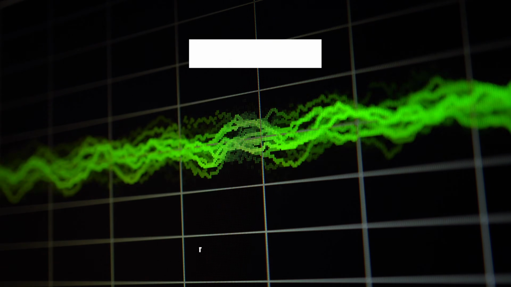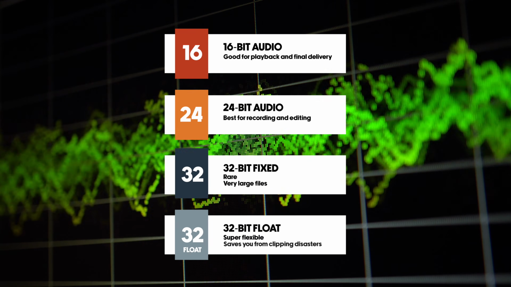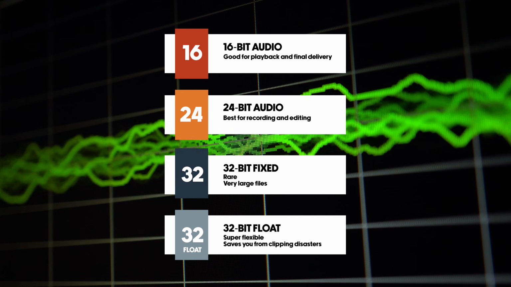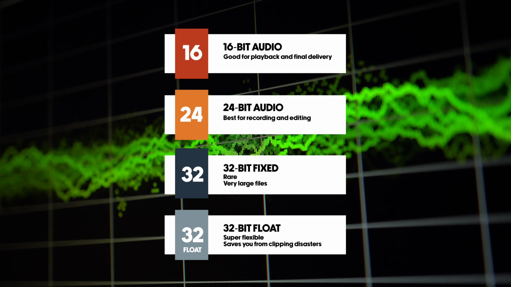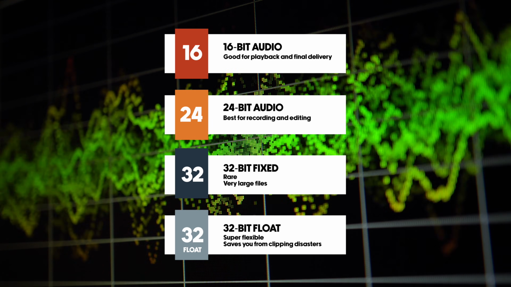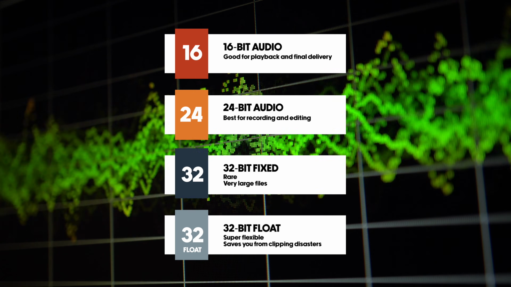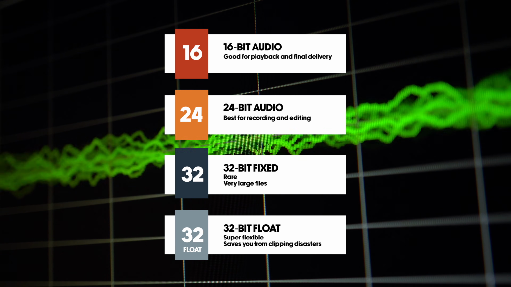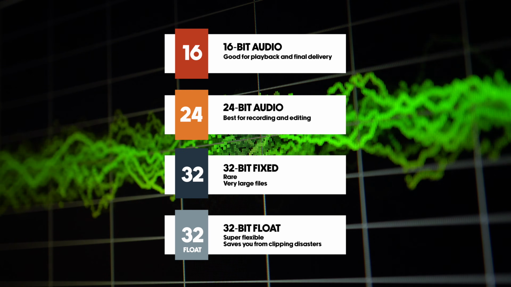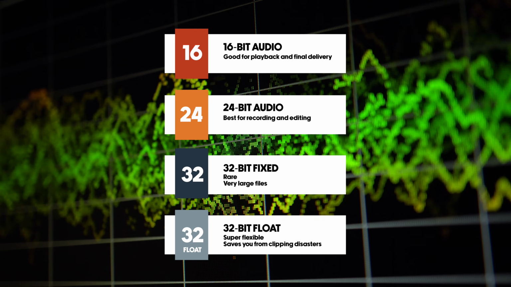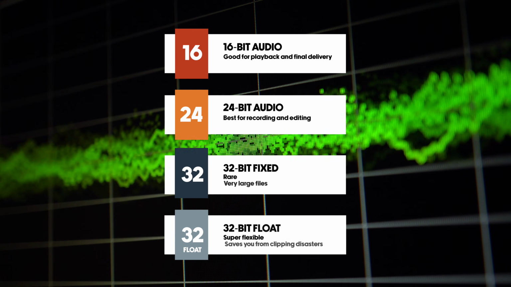Let me recap. 16-bit is good for playback and final delivery of your audio files. But when you're sampling, 24-bit is the best for recording and editing. 32-bit is the rare one, and that produces very large files. But then you've got that 32-bit float, which is super flexible and does save you from clipping disasters when recording your mixes.